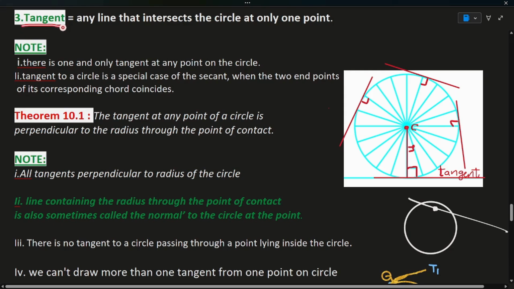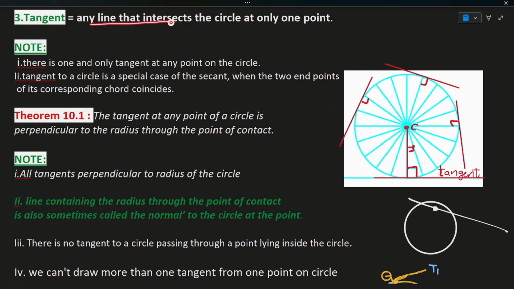What is a tangent? The tangent is any line that intersects the circle at only one point. For example, just imagine it as a circle. The line, for example, this is the line. It is touching the circle at this point, at only this point. So the line which is intersecting the circle at only one point, that kind of line I can call a tangent. For example, consider this line touching this circle at this one point only. So I can call it a tangent.